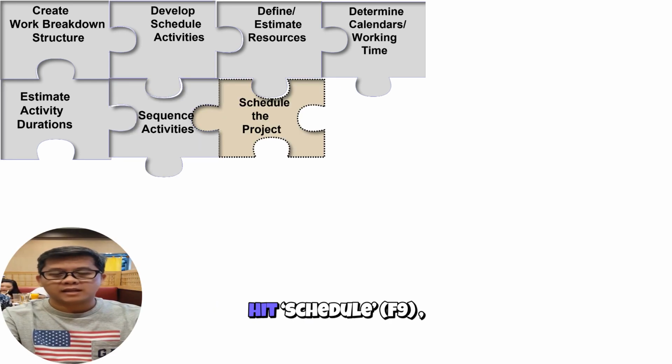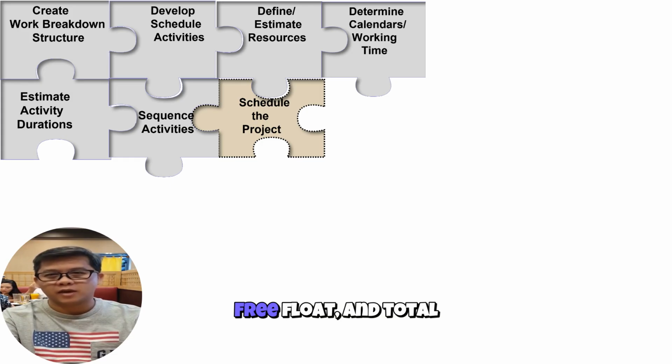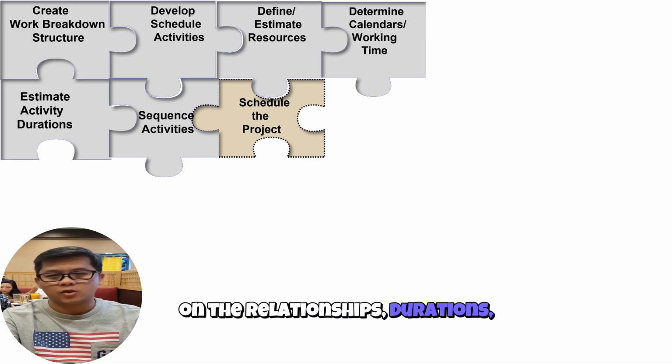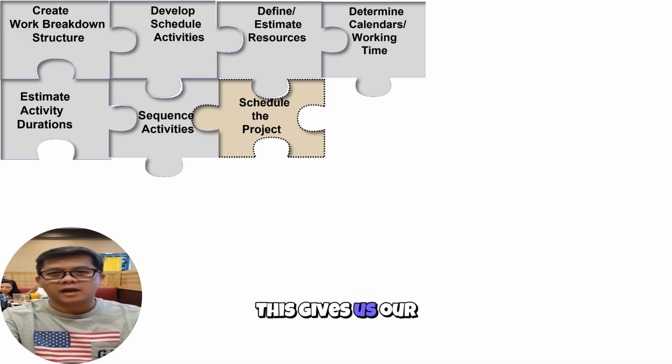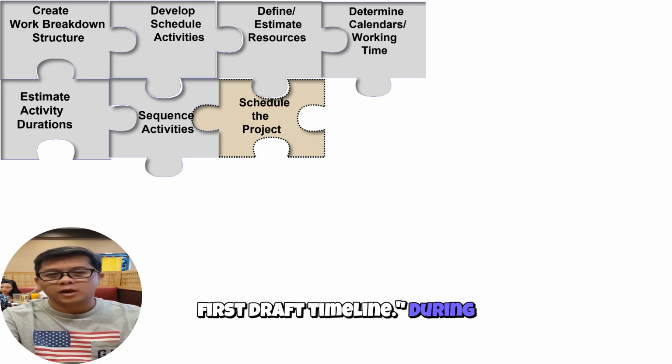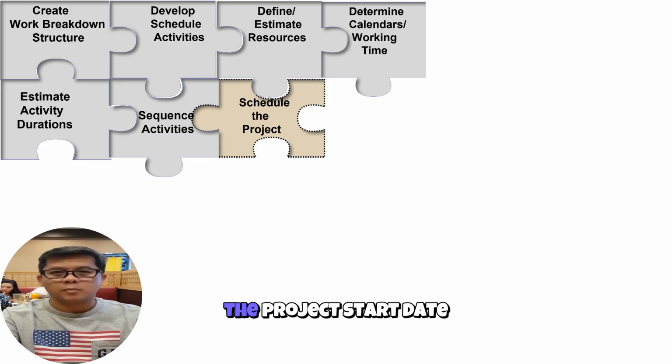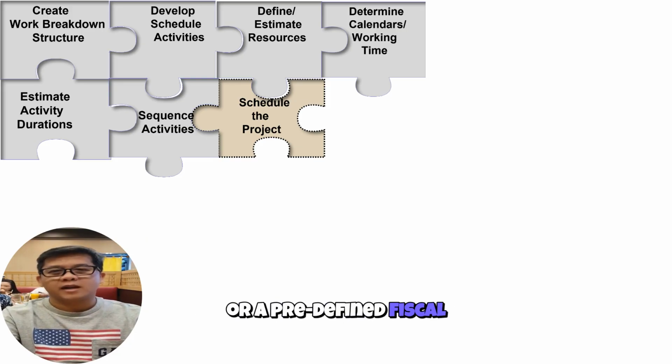At this stage, we hit Schedule, F9, if you are using P6. The software computes both early and late start and finish dates. Free float and total float and critical path will be produced based on the relationships, durations, and calendars. This gives us our first draft timeline. During planning, the data date is set equal to the project start date or a predefined fiscal year start.